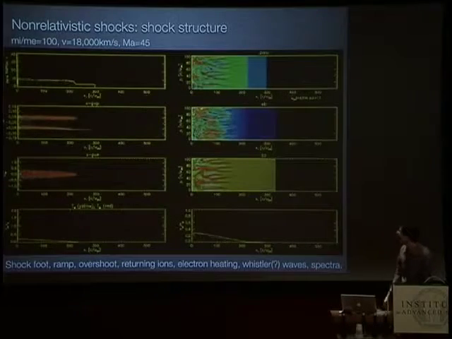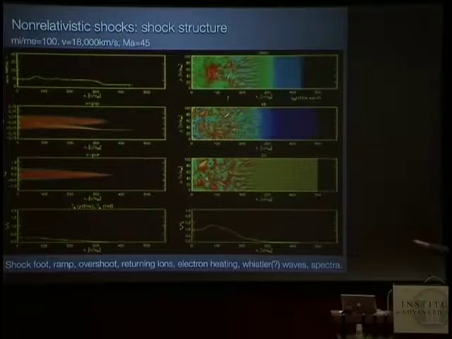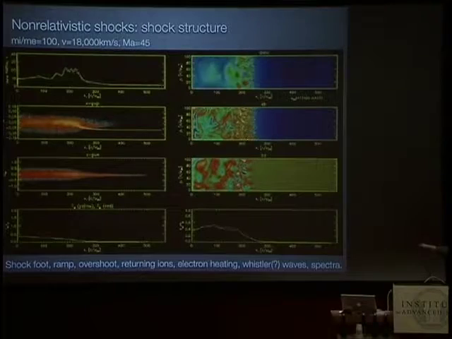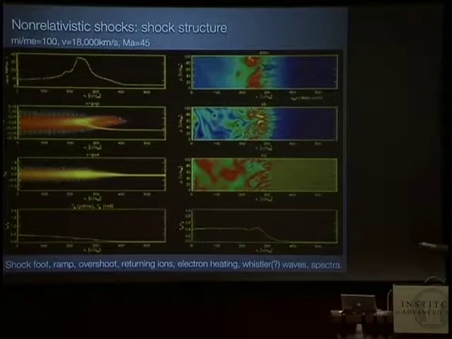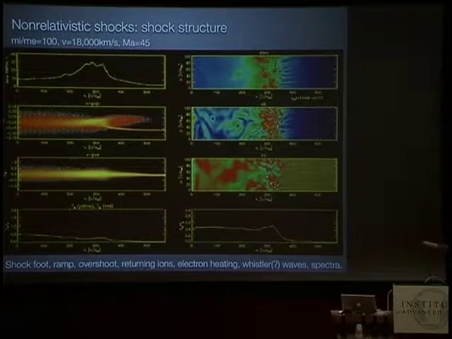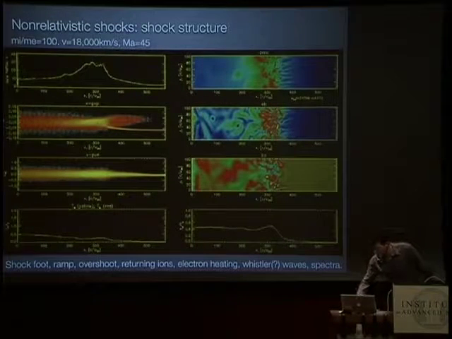This is a higher Mach number. You can see the filamentation starts to set in, but then it gets overwhelmed by magnetic compression. So this is kind of a marginal case. It's not quite filamented, not quite magnetic reflection.